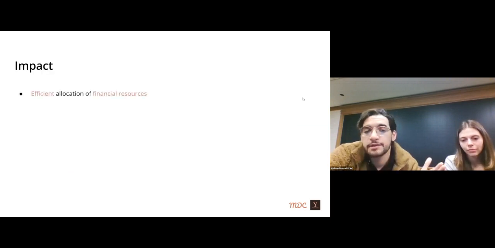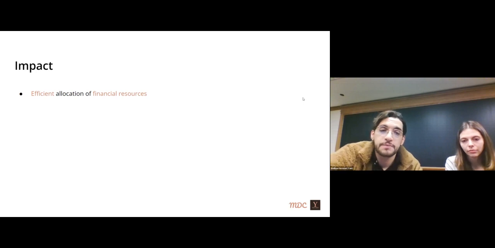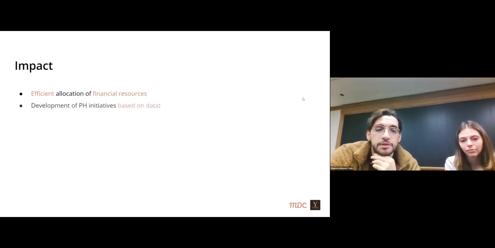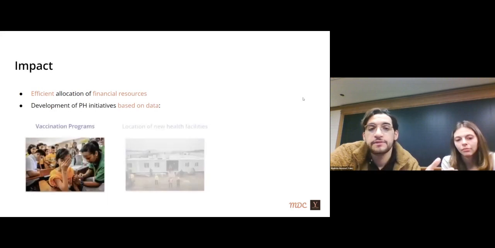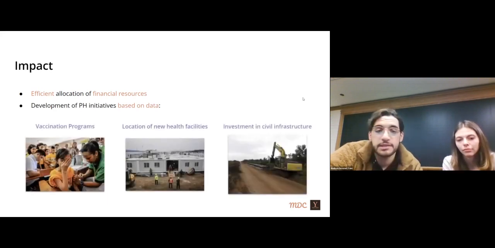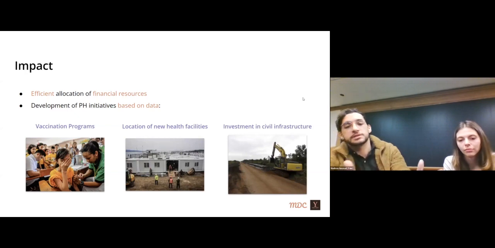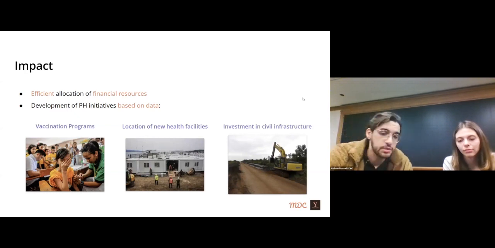And so, again, the impact of having cause of death data is, one, the efficient allocation of financial resources. And this is even more important to our partners because they have very limited resources. They want to know where they can allocate their resources to have the most impact in their communities. And you're able to develop all these public health initiatives based on this data, like vaccination programs if, let's say, COVID-19 is the highest cause, or location of new healthcare facilities if it's due to stroke, or if we find that one of the highest causes of death is motor vehicle accidents, maybe there should be an investment in civil infrastructure.